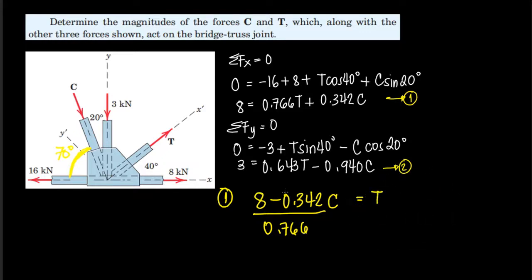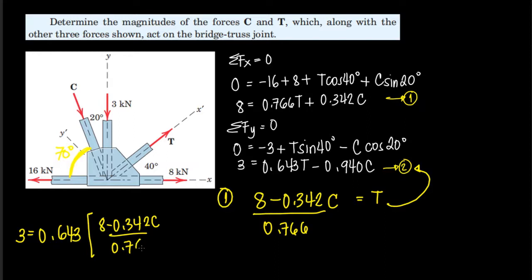Okay. This value, I will use it here in equation 2. So, what will happen is, 3 equals 0.643. Instead of using t, what I will use is 8 minus 0.342c over 0.766. So, that's t. Okay? Minus 0.940c. So, as you can see, c is the only variable left in our new equation. So, it is easier to extract or easier to find.